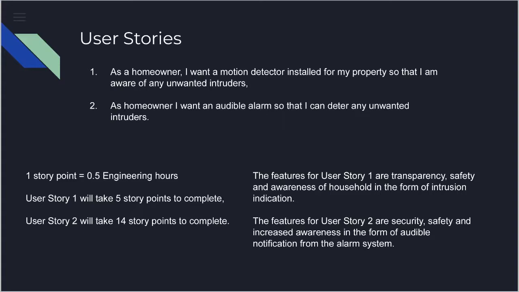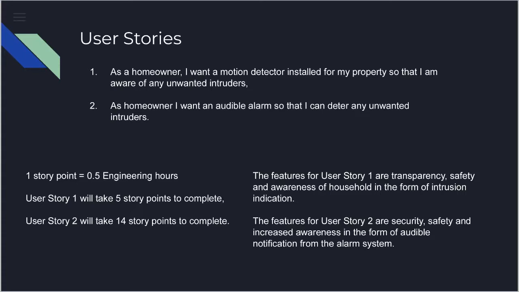As a homeowner, I want a motion detector installed for my property so that I'm aware of any unwanted intruders. As a homeowner, I want an audible alarm so I can deter any unwanted intruders. 1 story point equals 0.5 engineering hours. User story 1 will take 5 story points to complete. User story 2 will take 14 story points to complete.